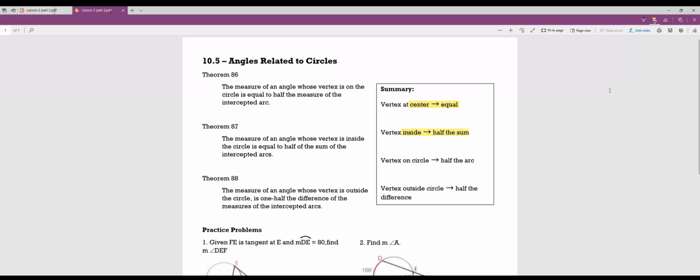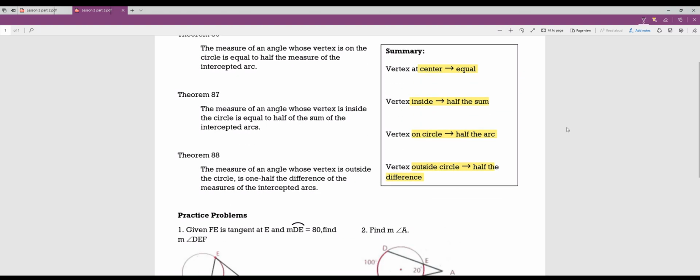If the vertex is on the circle, so on the edge, then it is half the measure of the arc that it intercepts. And lastly, if the vertex is outside the circle, then it's half the difference of the two arcs that it intercepts. And that sounds kind of tricky, but we'll take a look at a couple practice problems and it shouldn't be too bad.